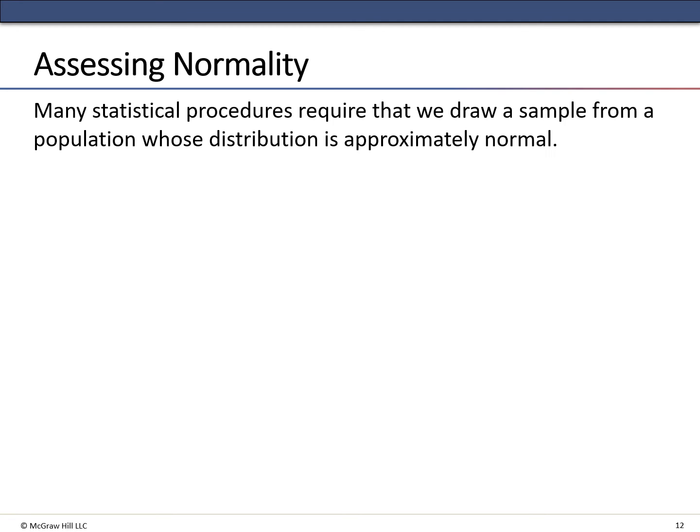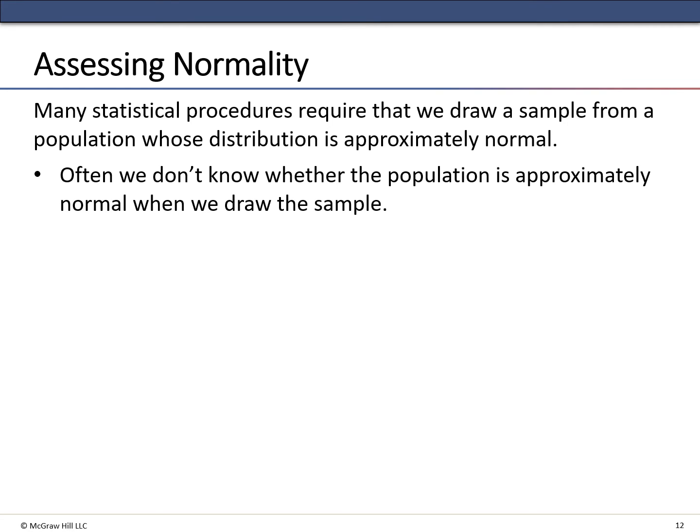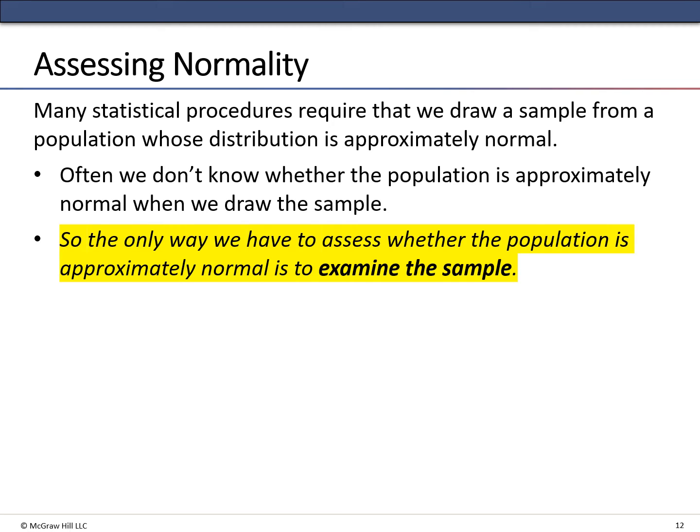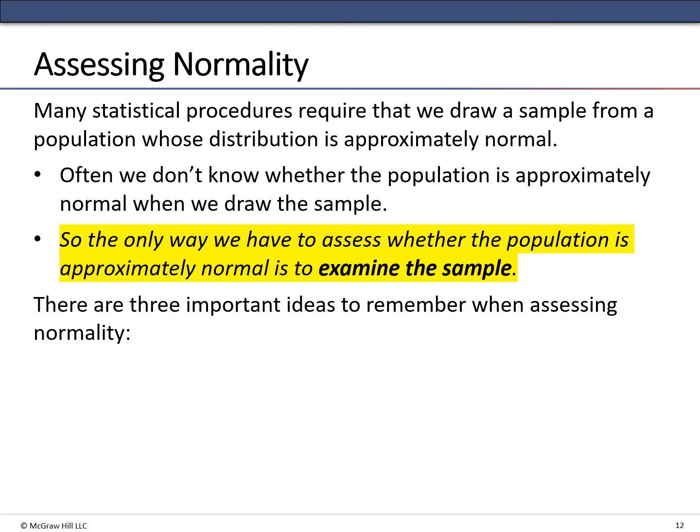Many statistical procedures require that we draw a sample from a population whose distribution is approximately normal. Often we don't know whether the population is approximately normal when we draw the sample. Now remember, approximately normal is that bell-shaped curve. We can easily find out if our sample is that, but we don't always know if the population is that. So the only way we have to assess whether the population is approximately normal is by examining the sample.